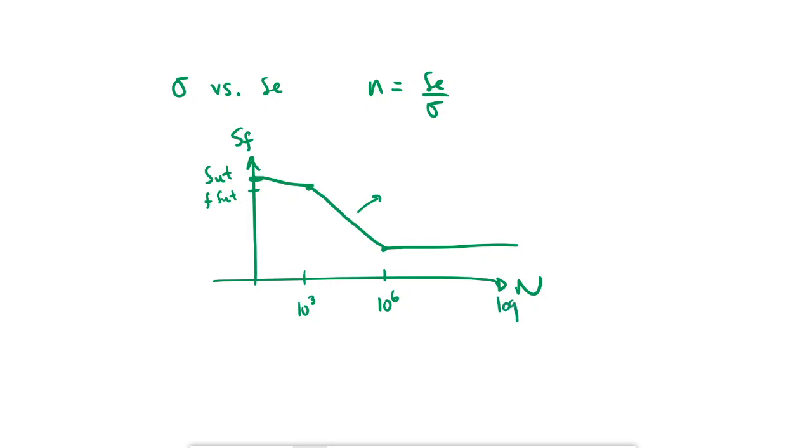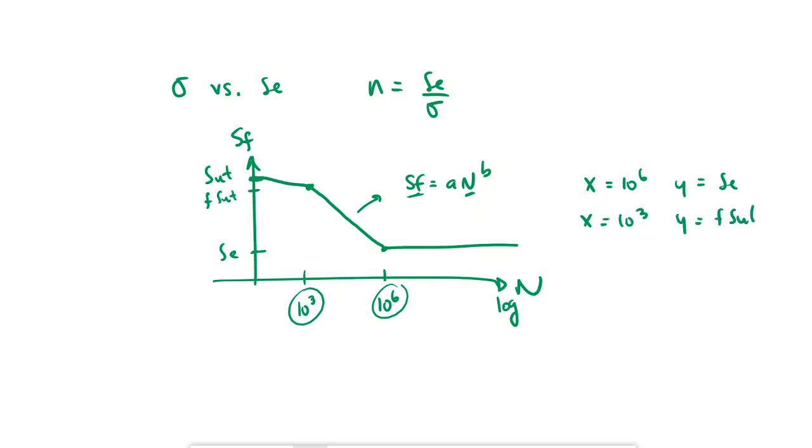This is actually log of n, so a straight line in a semi-log would be described as a n to the b. Okay, this being y, this being x axis. And then a and b can be figured out because you already know these values. So when x is equal to 10 to the 6, y is equal to S_E. If x is equal to 10 to the 3, y is equal to f S_UT. So you grab these two points with this equation, and you can solve for a and b. We did that, and then you get your equations for a and b, literally.